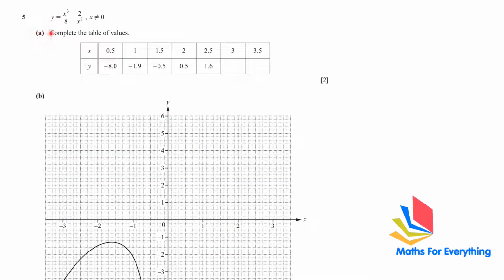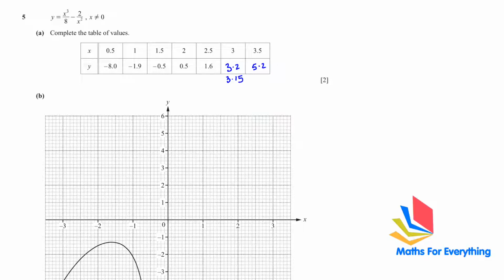Question number 5. We have been given an equation and we have to complete the table. In place of x, we are going to substitute 3 and we will get 3.15. All our numbers are rounded to one decimal place, so even we will round it to one decimal place. We'll get 3.2. When we substitute 3.5, we will get 5.19, which I will round it to 5.2.